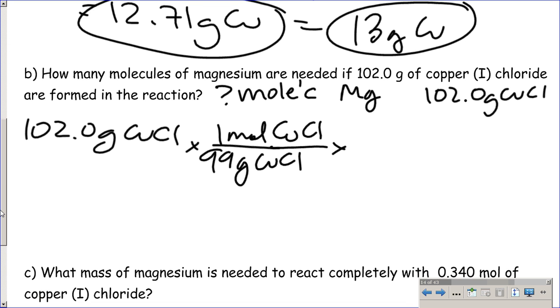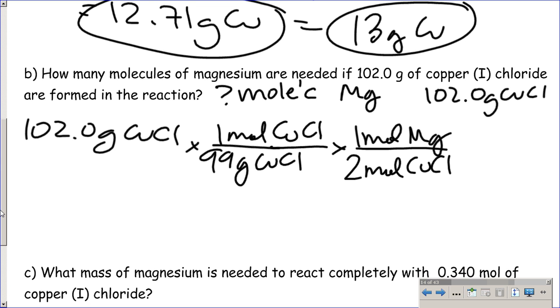Next. Ratio. What's that ratio between magnesium and copper(I) chloride? 1 mole of magnesium, because there was a 1 coefficient for magnesium. And then 2 moles of copper chloride, because I got that from the 2 coefficient for copper(I) chloride.